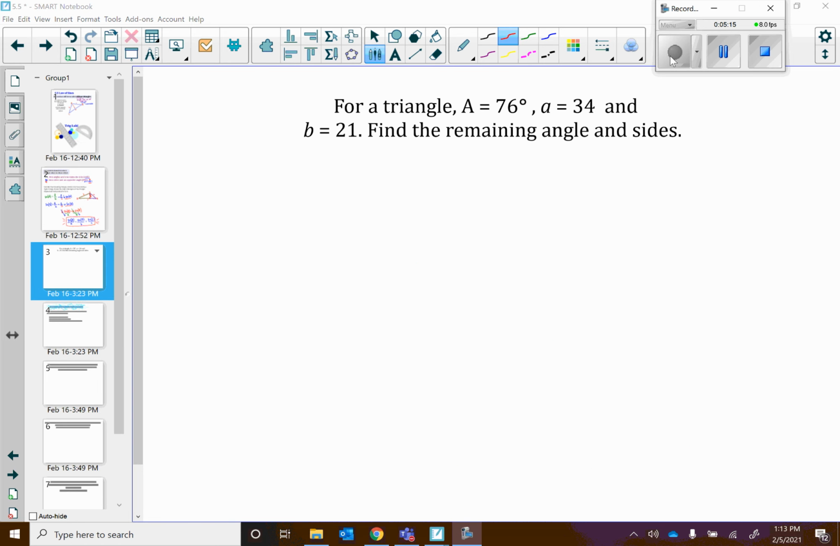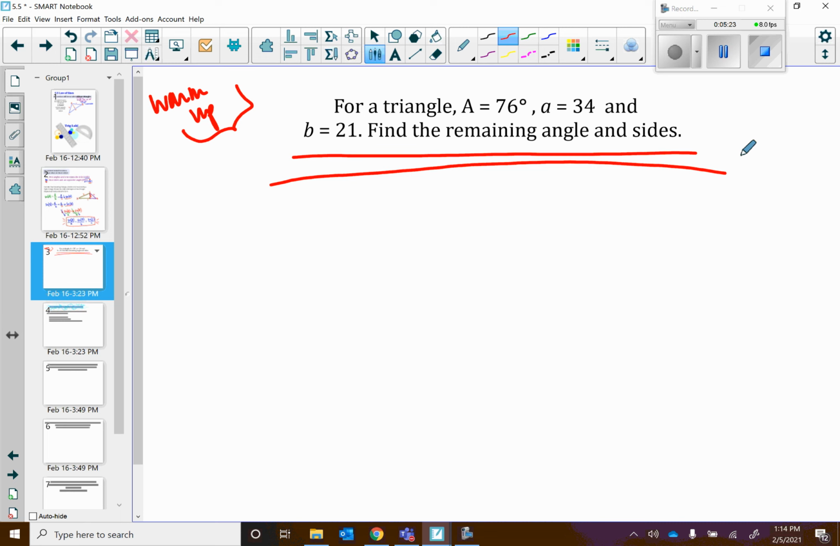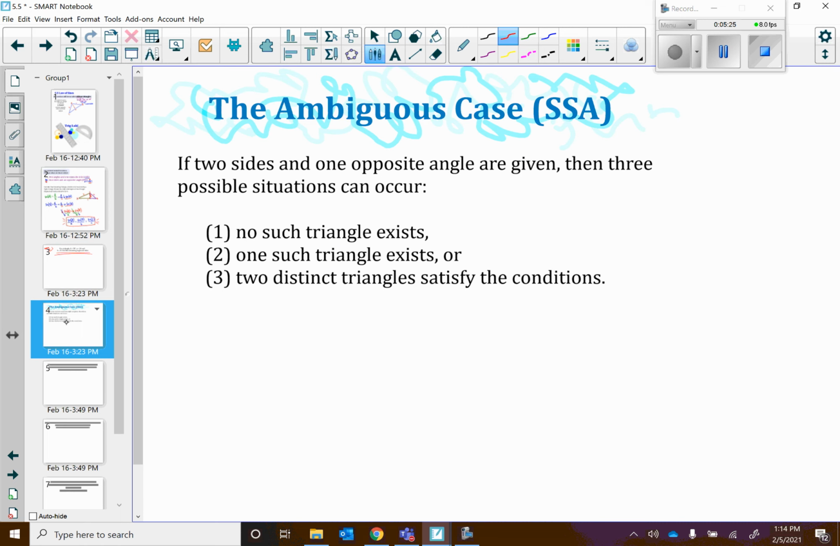This will be our warm-up problem in class. So if you want to pause the video and write it down, you can do so. Otherwise, we are going to talk about that ambiguous case, the case that is a little weird, side-side-angle, otherwise known as SSA. So if you ever notice an angle and the two sides next to it, maybe be a little cautious, because this is going to be a possibly weird thing.